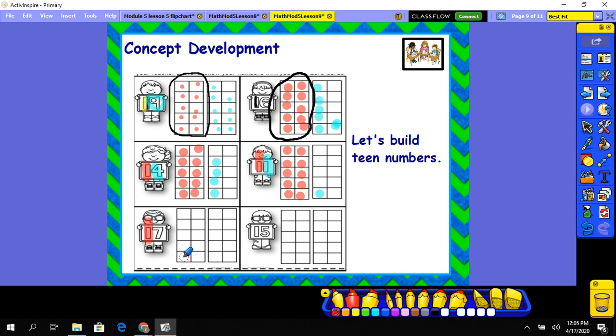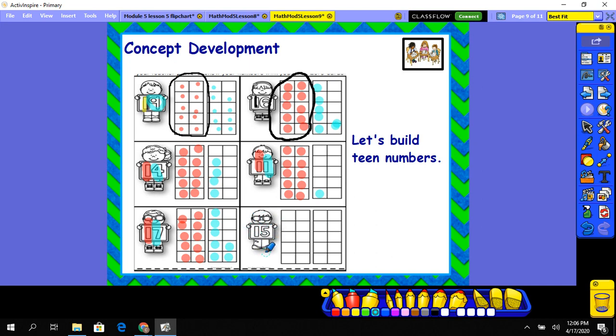Look at the next teenage number. 17. How much do I fill in for this amount? 10. Great job. Remember, when we fill in every part of the 10 frame, then we have filled in 10 dots. How much for this part? 7. 10 ones and 7 ones left over. Ready? 1, 2, 3, 4, 5, 6, 7. 10, 7. 17.